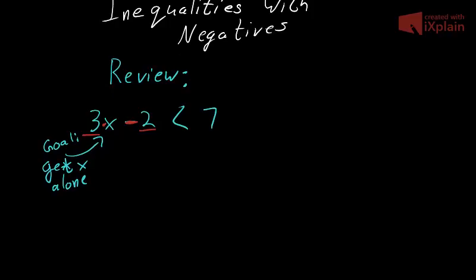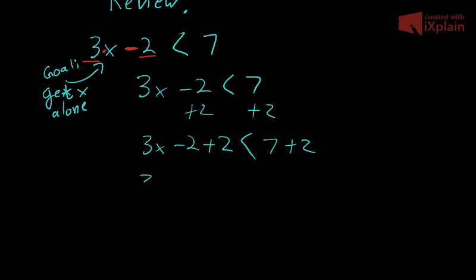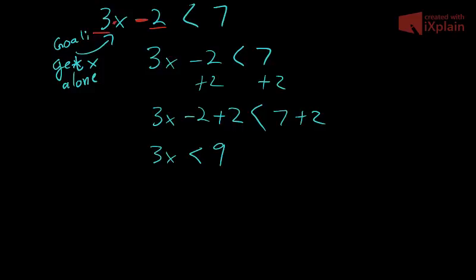Looking at this, I have 3x minus 2 is less than 7, and I'm going to add 2 to each side. When I do that, I have 3x minus 2 plus 2 is less than 7 plus 2, which tells me that 3x is less than 9. Now, I know I still need to get rid of this 3. It's multiplying. The opposite of multiplication is division, so we need to divide by 3. I end up with x is less than 3, and that would be my answer.